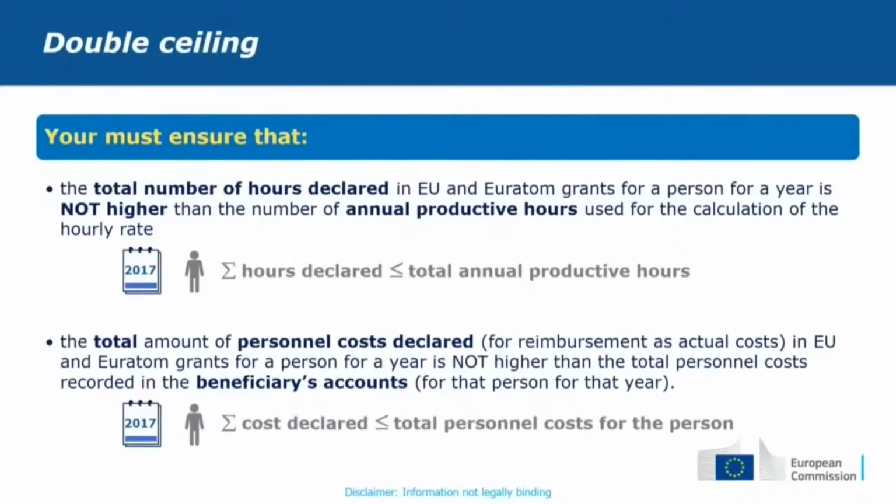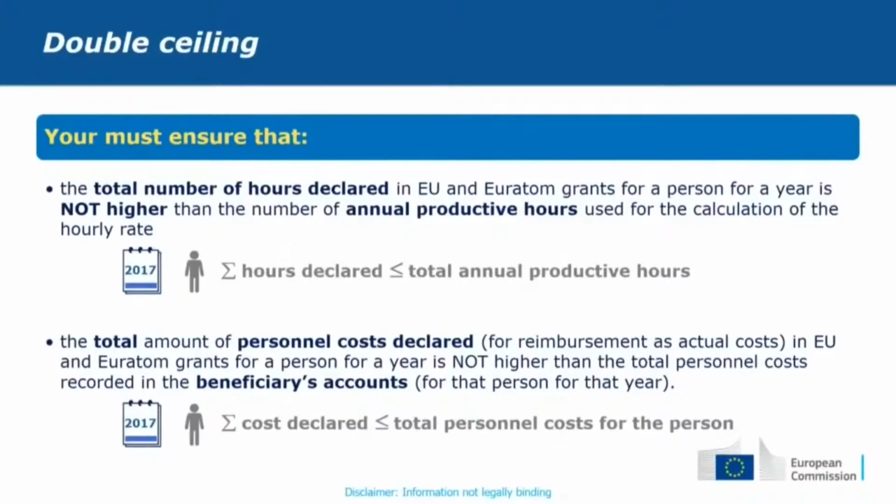That's the reason why, even if the person works more hours, you have to stop declaring them to EU grants. And immediately related to this, we also have the second condition that says that the total of the personal costs declared for reimbursement as actual costs in EU and Euratom grants in a year cannot be higher than the total personal cost for this person in your accounts.